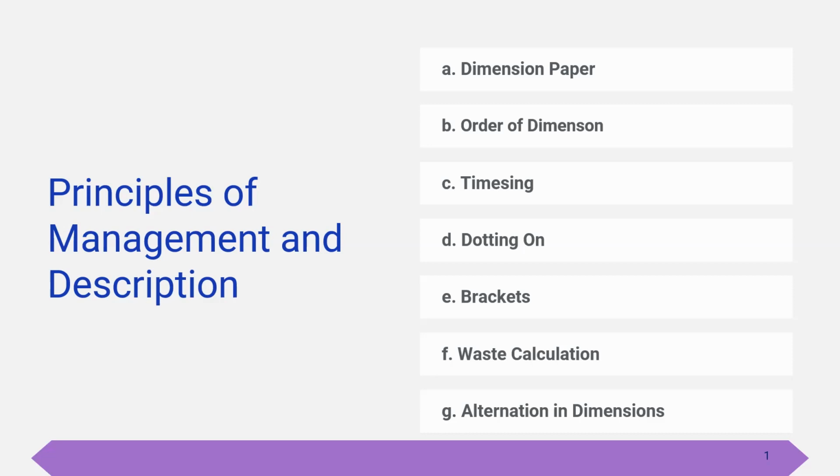The first one is the dimensioning. The second one is the order of dimension. The third is the timesing. The fourth is dotting on. Fifth is brackets.